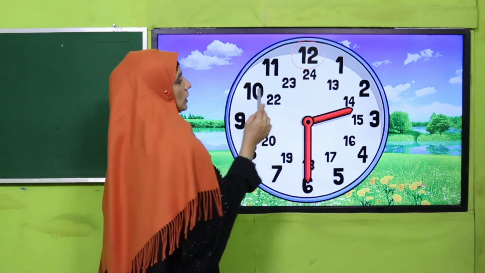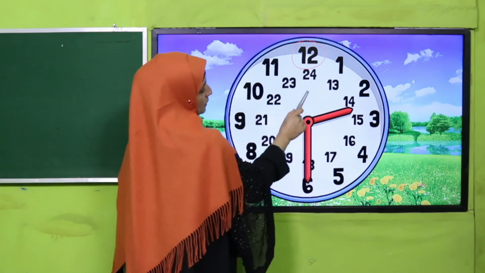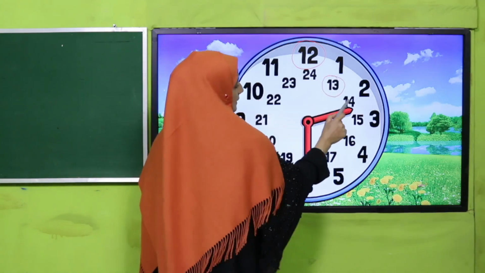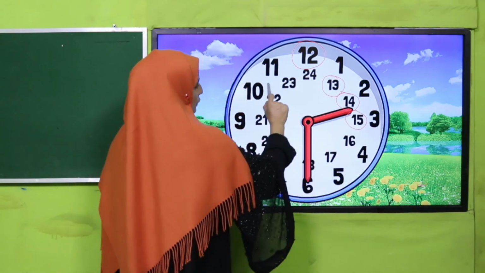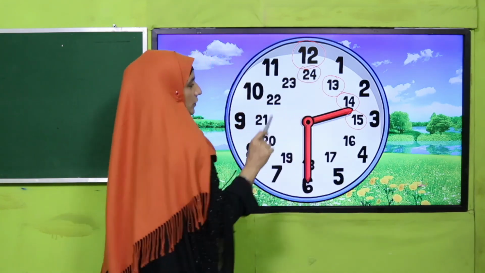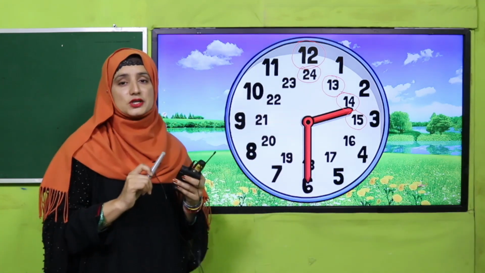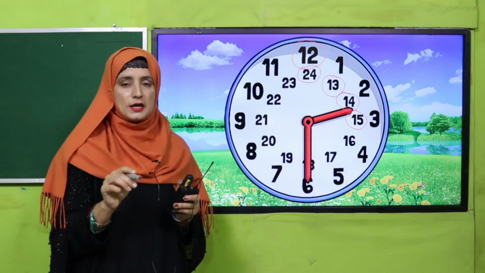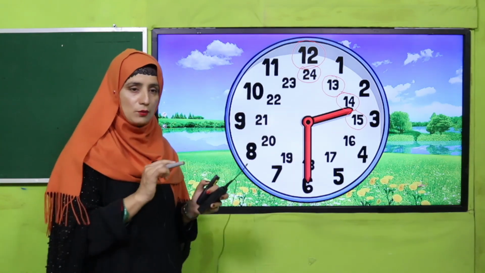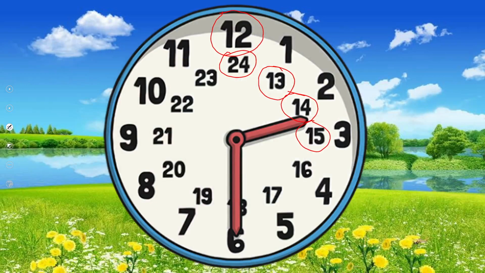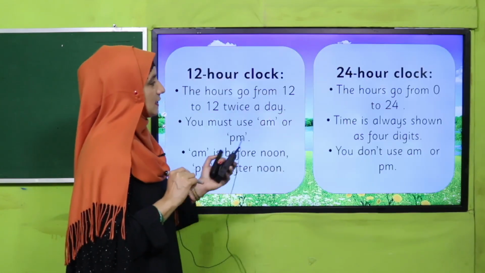But after 12, we are counting towards night time. Then we are counting from 13, like 13, 14, 15, and so on till 24, and these times are shown as night time. Be careful and remember that we don't use AM or PM for the 24-hour clock. Okay, have you got it? And there are some rules that I have fixed.